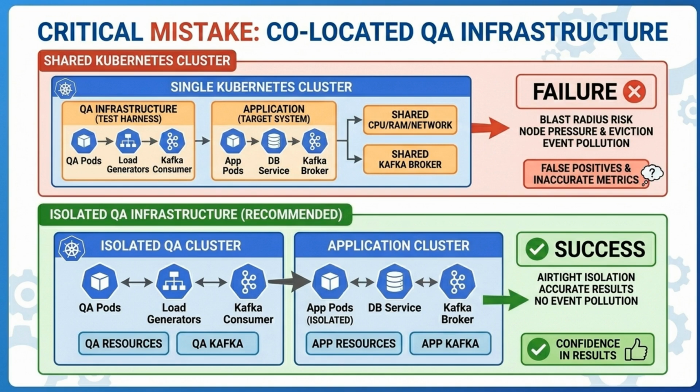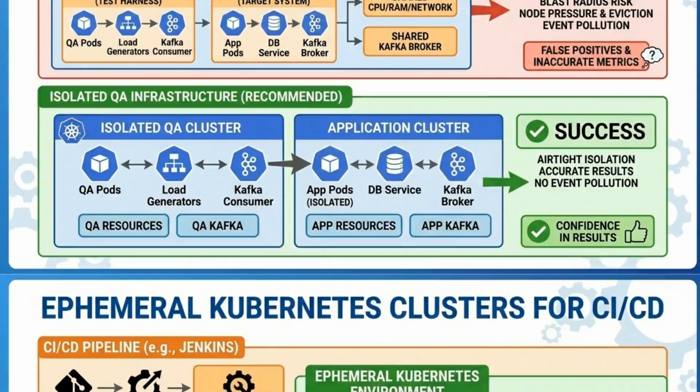Second, sharing a Kafka broker introduces event pollution. Your QA solution should treat the target system as an isolated entity. If your test harness and the application share the same message bus, you lose the isolation needed for accurate metrics.